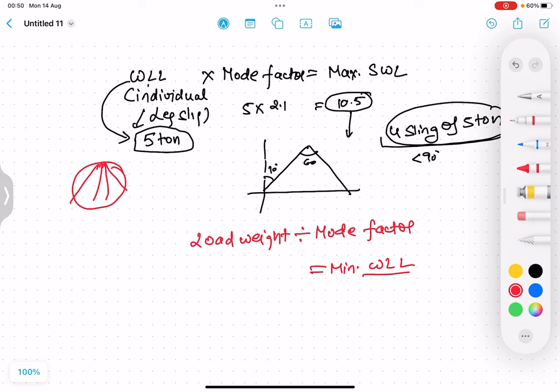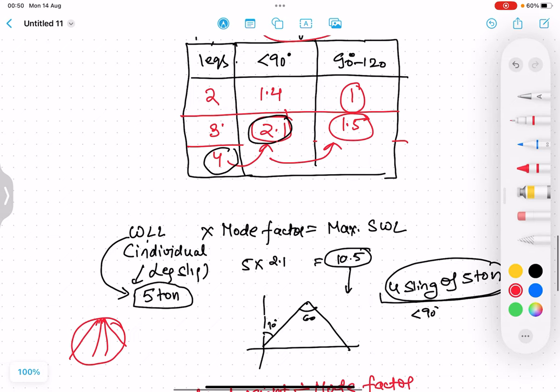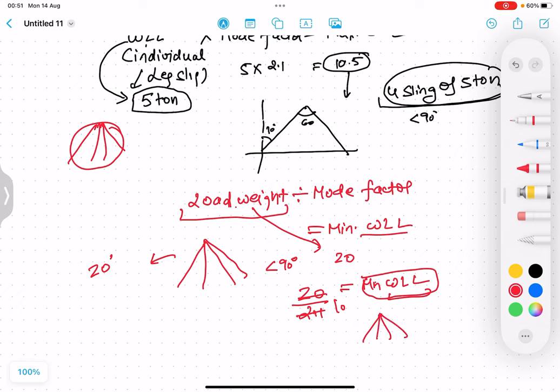Now here is another question. Suppose you are lifting using 4 slings, the angle is less than 90 degrees, and you have to lift a weight of 20 ton. What is the WLL of the individual sling? The angle is less than 90 degrees and the number of slings is 4, so the mode factor is 2.1. So the load weight 20 divided by the mode factor 2.1 is equal to the minimum WLL, the working load limit of the sling. Taking approximately 2, 20 divided by 2 is 10. The minimum WLL requirement is 10.